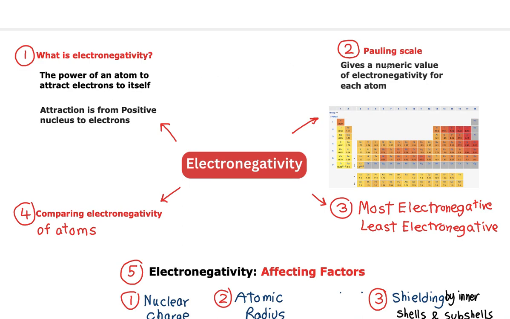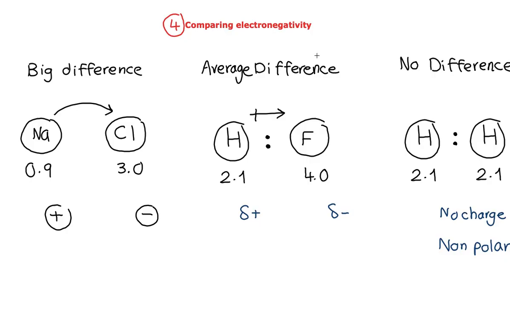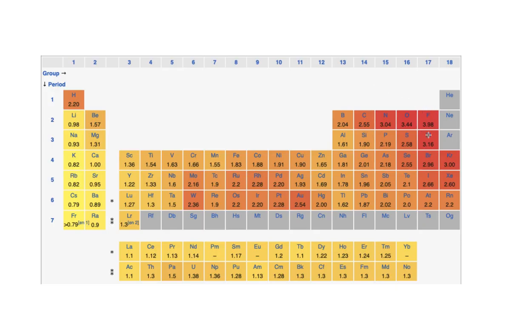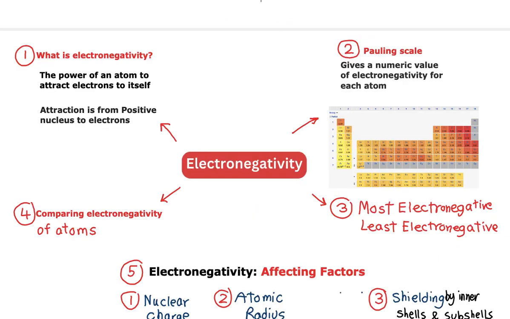The Pauling scale gives a numeric value of electronegativity for each atom. Well, this atom has a 3.98, 3.44, 0.98. You don't need to memorize them. You need to know what is the effect of this one. So if you try to compare the electronegativity, you will know which one has bigger electronegativity and which one has a smaller one.